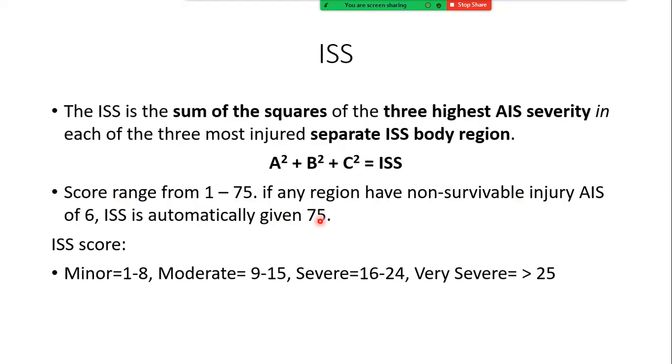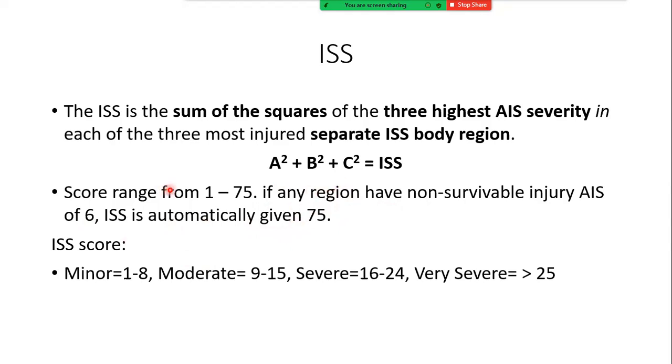But if a patient dies because of the injury, it does not mean that he had an injury of 6. Suppose you have received a patient who has died in the trials, you will not give him an injury severity score of 75. This is not to be done. You have to specify the injury. For injury 6, the score will be 75, although it is a non-survival injury, but the patient may survive. Every patient who dies does not mean he has an injury severity score of 75. This is to clarify. Okay.